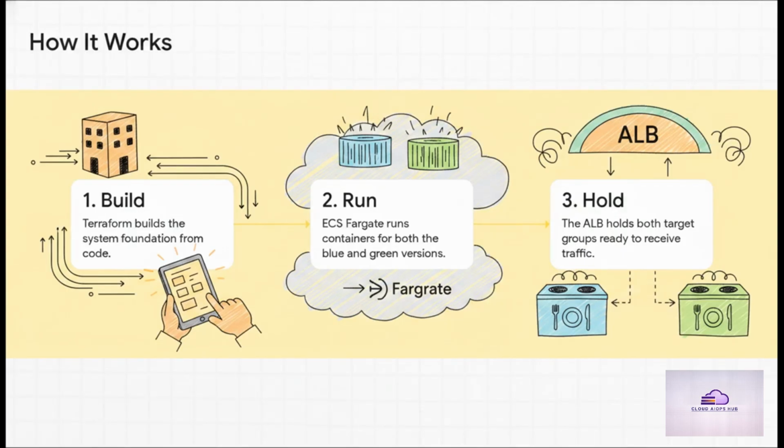So how does this all click together? It's pretty elegant, actually. 1, Terraform builds the entire system from that blueprint we just saw. 2, ECS Fargate gives us the serverless compute to run the containers for both the blue and green versions. And 3, the application load balancer just holds both of those slots, both kitchens, ready for traffic. These three things working together, they create this amazing foundation where the old version never, ever has to stop serving while the new one is being prepped.